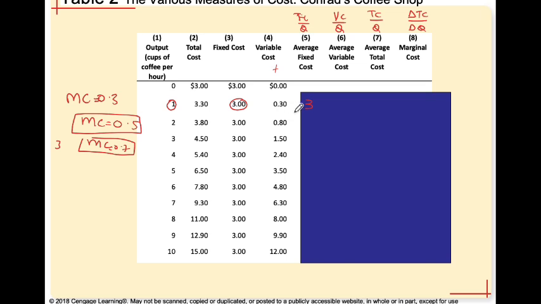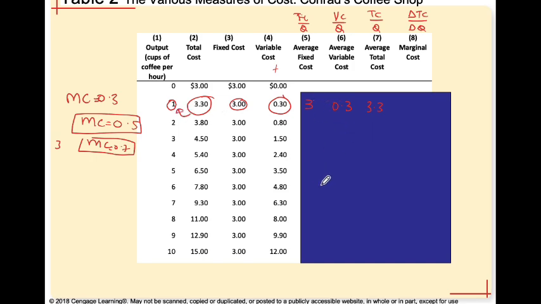How about the variable cost? You have a total variable cost of 0.3 divided by 1, so you end up with an average variable cost of 0.3. What is the average total cost? You can always add these up and you should come up with 3.3, or you could just divide the total cost by the quantity being produced.